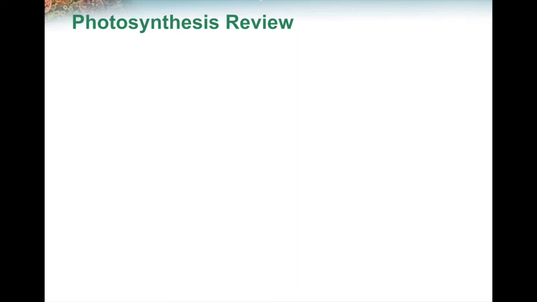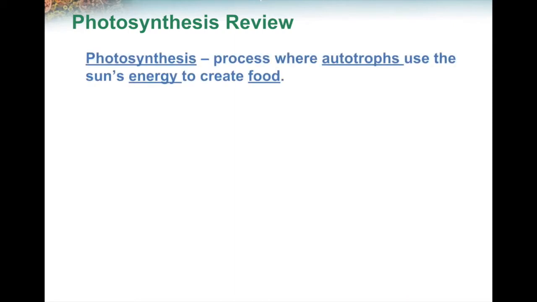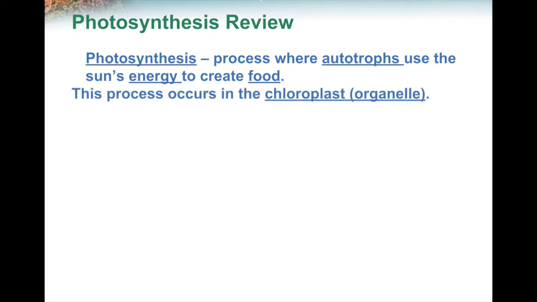Today we're going to review photosynthesis really quickly before we get into cellular respiration. Now remember, photosynthesis is a process where autotrophs, we also call them producers, use the sun's energy to make food inside their bodies. This happens in an organelle or structure inside of plant cells called the chloroplast.